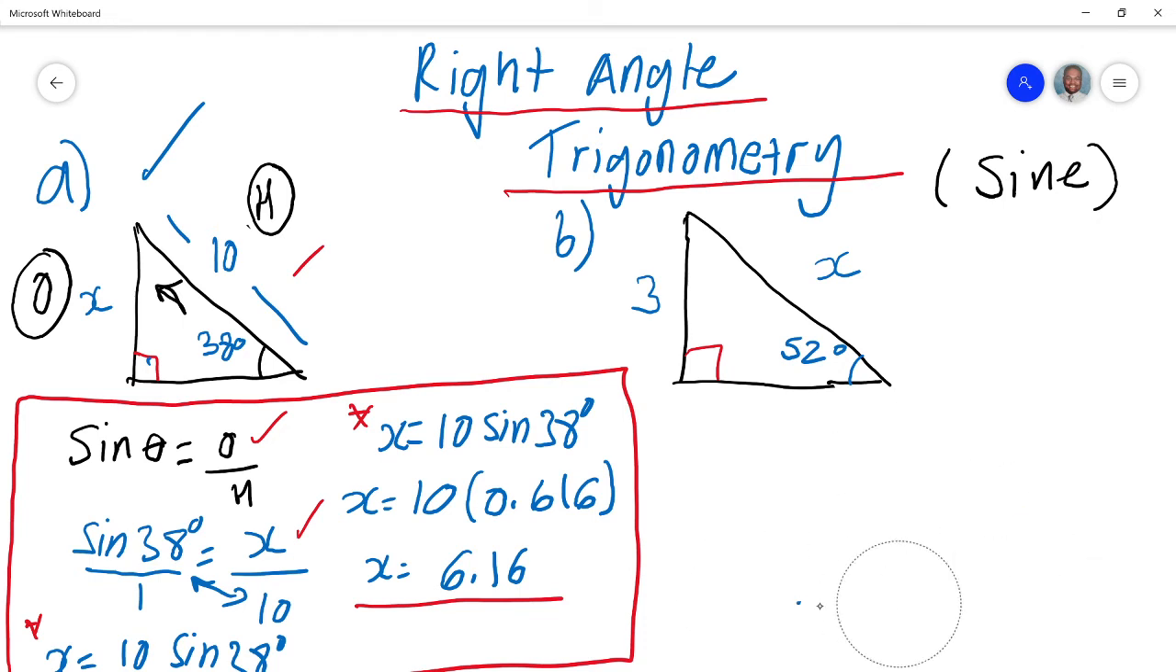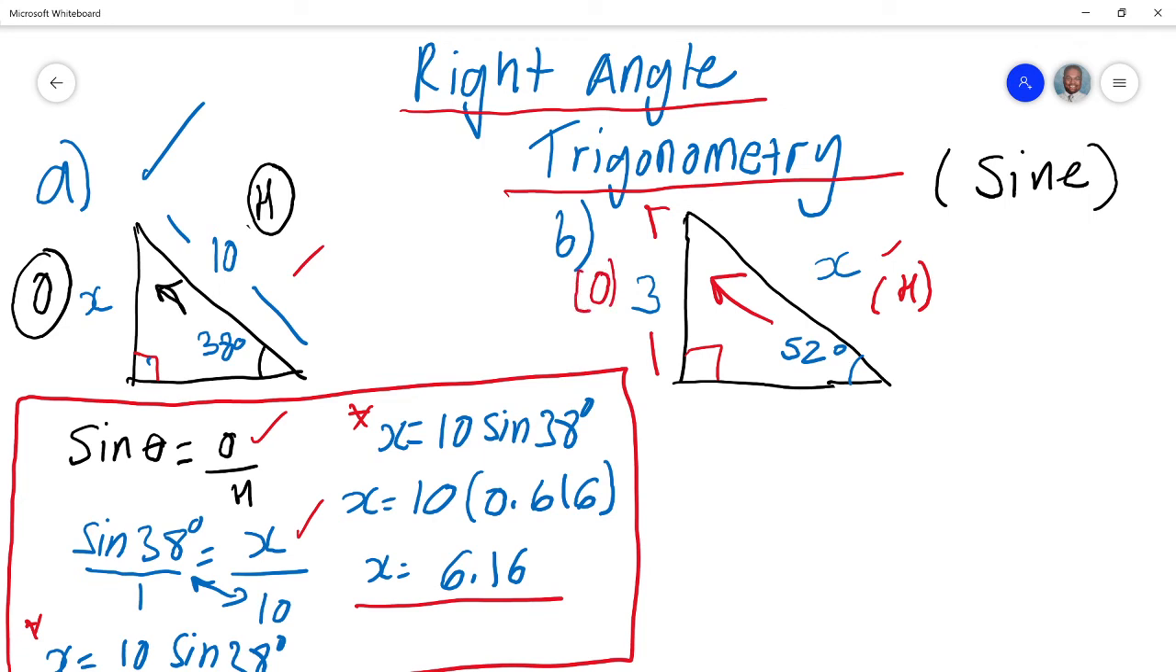Let's look at question B and see why it is slightly different. Let's dissect question B. We know x is given, so x now becomes my hypotenuse because that's the longest side. Now, we've been given 3. What is 3? Is that my opposite or my adjacent? I think it's my opposite because that 3 is opposite angle 52, so we're going to put O there.